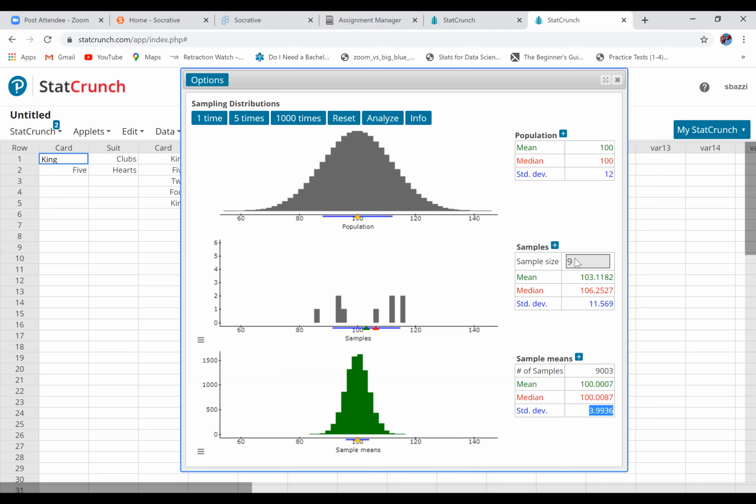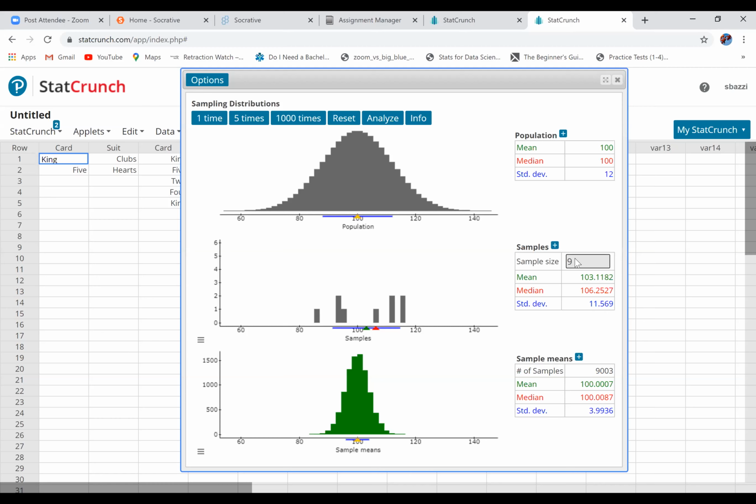You will get 4. So actually, you don't need to watch the applet to know what the standard deviation of the sample means is going to be. We know it is going to be the standard deviation of the original population divided by the square root of the sample size. The square root of 9 is 3. Divide 12 by 3, you get 3.9936, but it's 4. It's very much a 4.